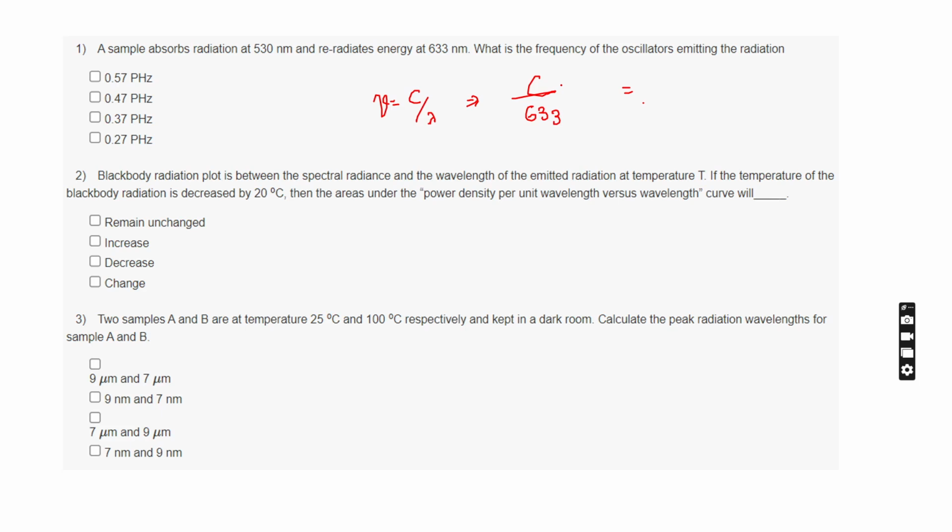Ma'am, option B, 0.47. Yes, that's the correct answer. Now second question: the black body radiation plots the spectral radiance against the wavelength of the emitted radiation at temperature T. If the temperature of the black body decreased by 20 degrees Celsius, then the area under the power density per unit wavelength versus wavelength curve will be?